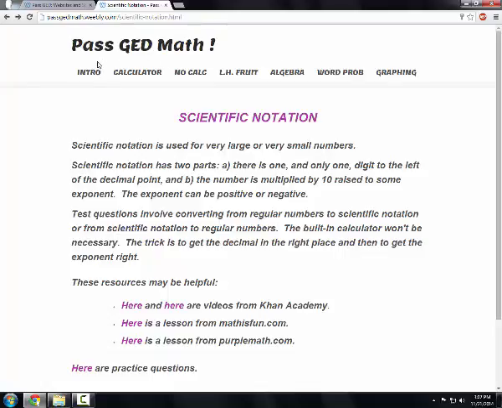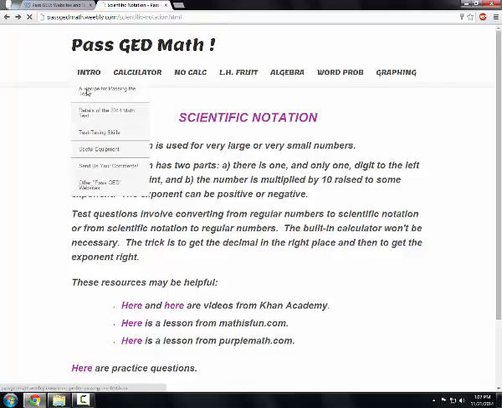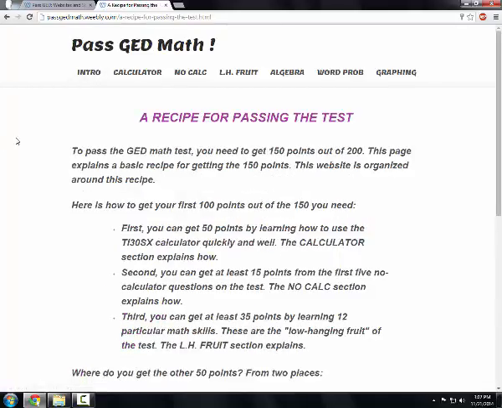Now there's a page in the intro section, the first page actually, that captures this recipe I've just shared with you. So if you can use this website to get 150 points on the math test, and if you can use the 3 other Pass GED websites to get 3/4 of the short questions and the points for 3/4 of the writing section questions on the other 3 GED tests, then you can pass all 4 of the GED tests and get on with your life.